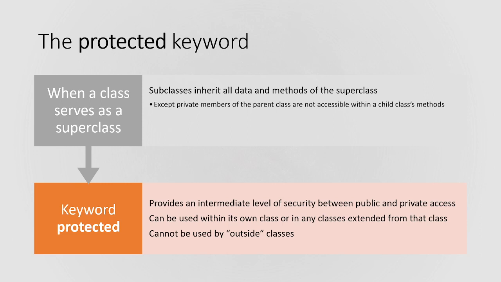When that's the case, we use a keyword protected. Protected allows a child or a parent to access data. It provides an intermediate level of security between public and private access. It can be used within the class or in any classes extended from that class, but it cannot be used by outside classes.